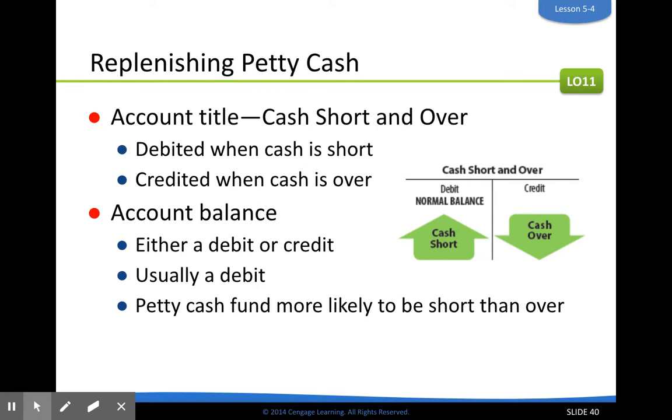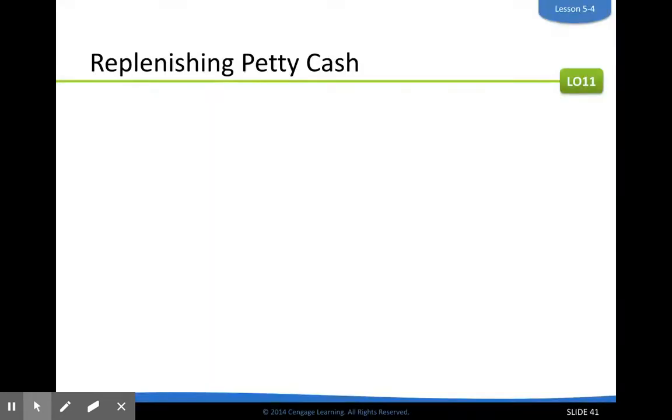So the account balance is typically a debit because we're typically cash short just due to change, maybe telling someone to just keep the change on a purchase, whatever it may be. But it's more likely to be short than it is over. So typically we're going to debit cash short and over, but it's possible that you'd be cash over and you'd need to credit. So think of cash short and over. It is an account that has a normal debit balance and it is an expense.